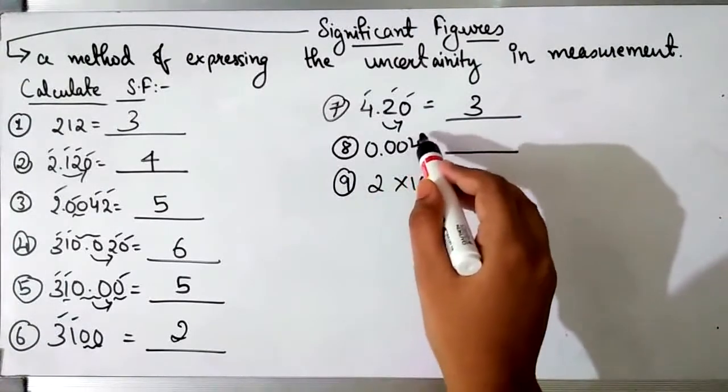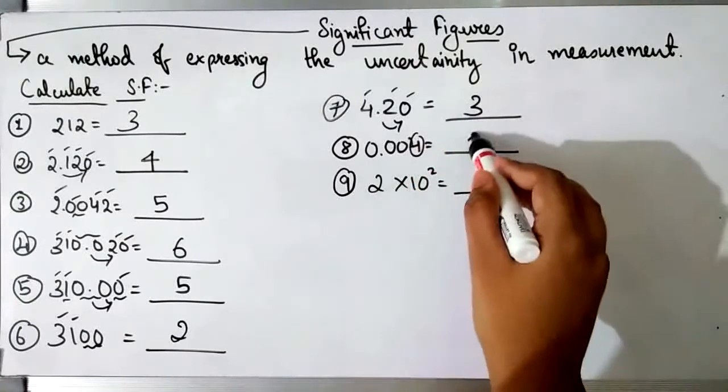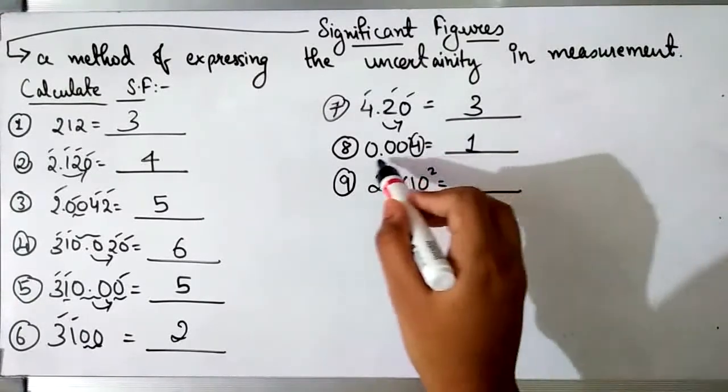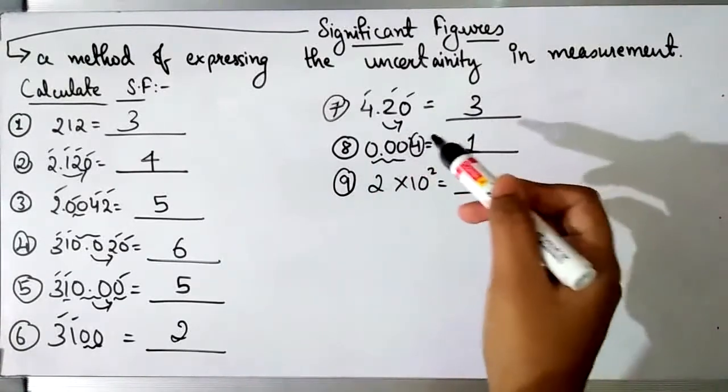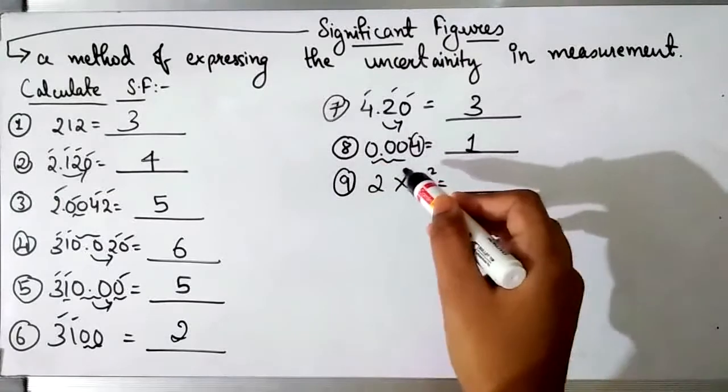Now in this one, you can see that only one significant figure is present, that is 4, because it is a non-zero. The rest are the initial zeros, and I've told you that wherever we have the starting zeros or the initial zeros, they are never considered to be significant.